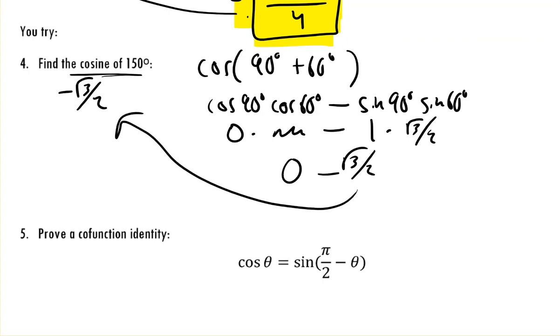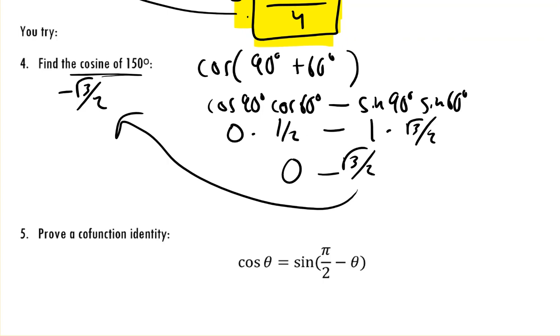Wait, you said the cosine of 60 degrees is what? Well, I didn't care because this was 0. 0 times anything is going to be 0. So, oh, I just realized it didn't matter. But yes, cosine at 60 is 1/2.